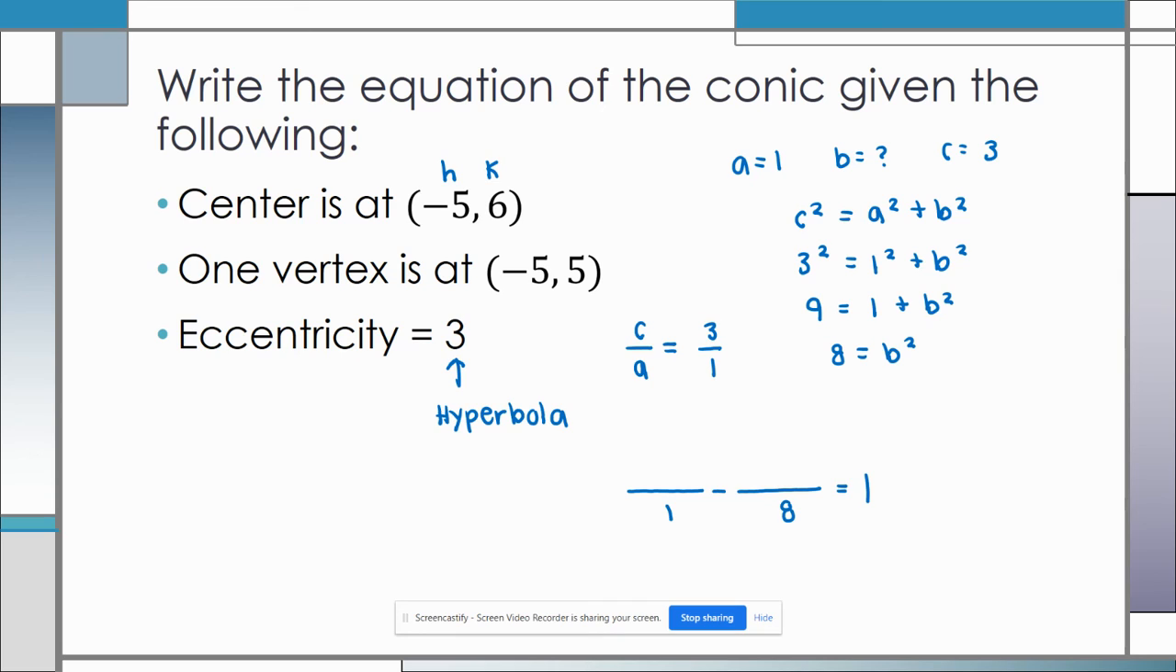And so to help us figure that out, we're looking at how the center moves to the vertex. So if I'm looking at these two ordered pairs, notice that it's the x values that stay the same, which tells us that to go from the center to the vertex, we had to move up and down. So that tells us that our transverse axis is going to be the y. So that's why I know that I have to put the y first. So I'm going to have y minus 6, quantity squared, minus, and then I'll have x plus 5, quantity squared. And that gives me my equation.